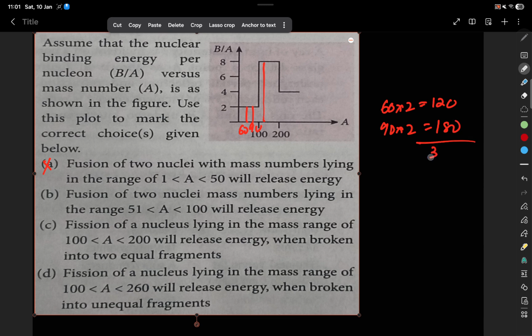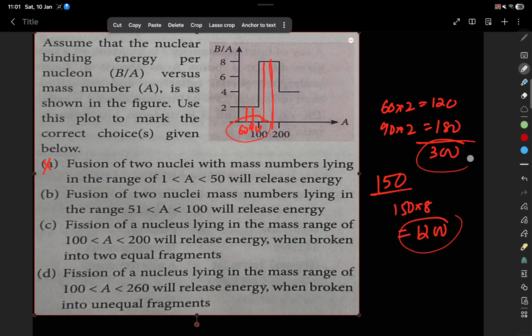So total is 300, and they make a nucleus which is having mass number 60 plus 90, 150, and for 150 the binding energy is 8. So 150 into 8 will be how much? 1200. So initial energy is 300 and now the energy is 1200. As the binding energy increased, energy will be released. So this option is correct.